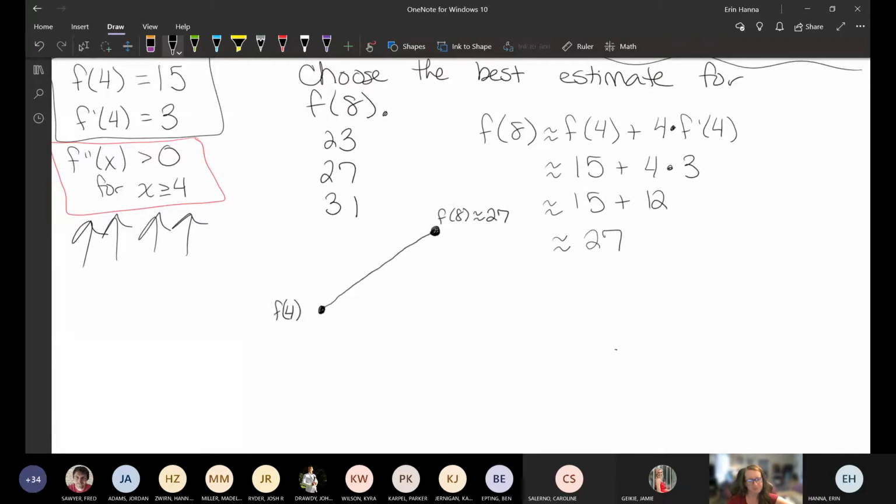But anyway, so we know that the second derivative is positive. So remember, second derivative tells us about concavity. If the second derivative is positive, we know it must be concave up. So we know that it must look something like this.